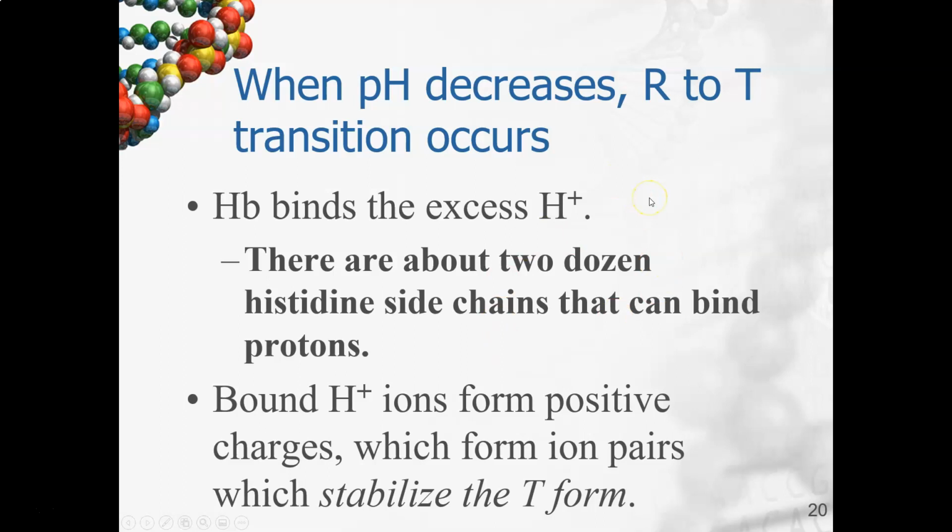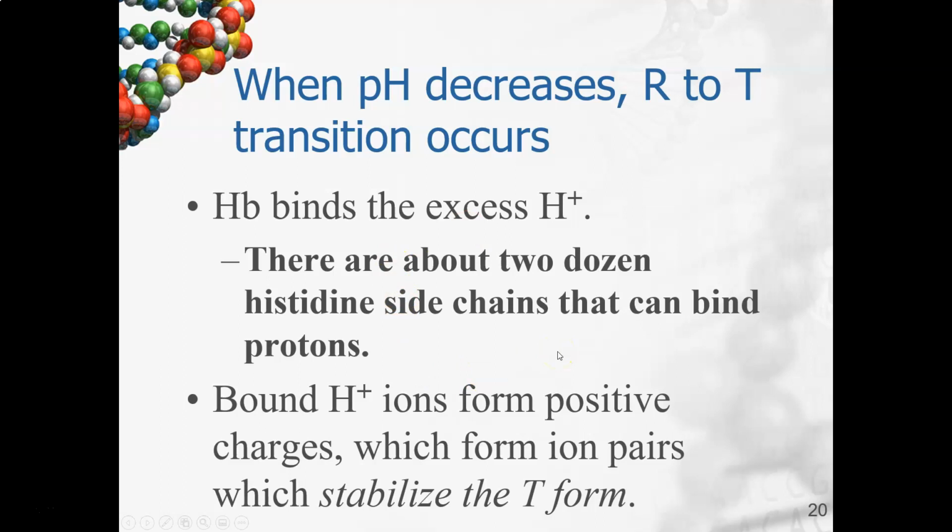So how is it that pH can influence oxygen binding affinity? When the pH decreases, if oxygen binding affinity goes down, that means there has to have been a conversion of the R form to the T form. How does that happen? Well, hemoglobin acts as a buffer and binds those excess protons. There are a lot of histidines in hemoglobin that can bind protons.